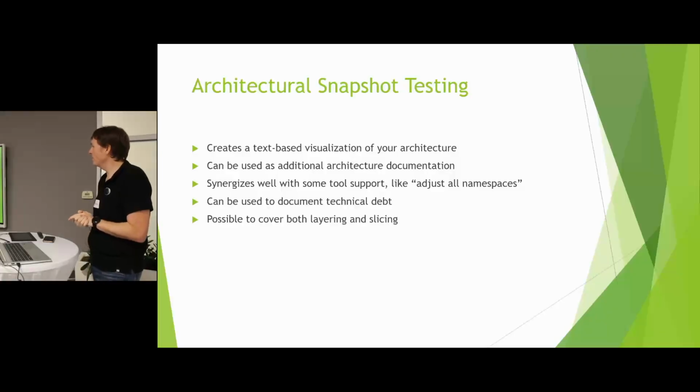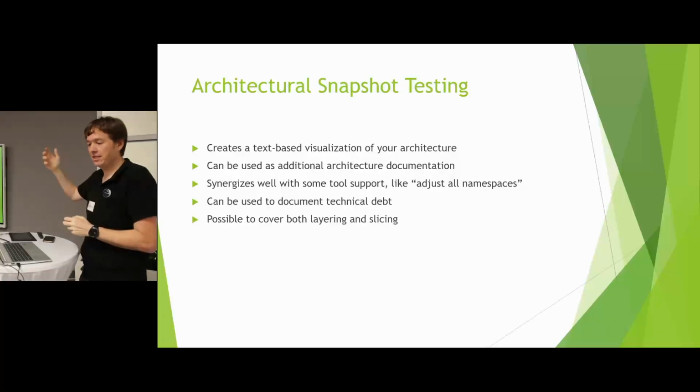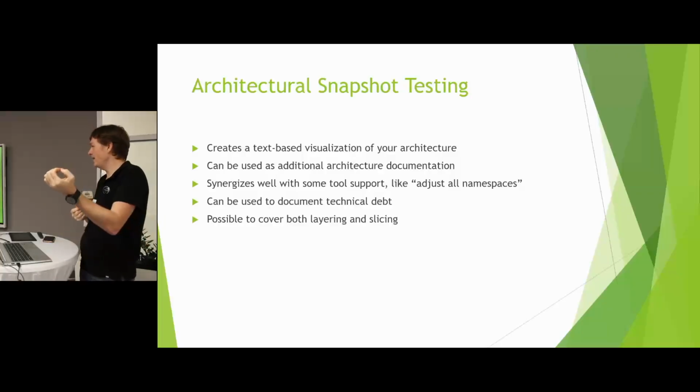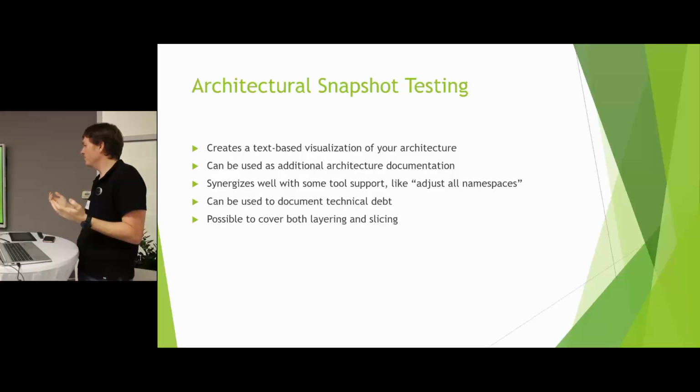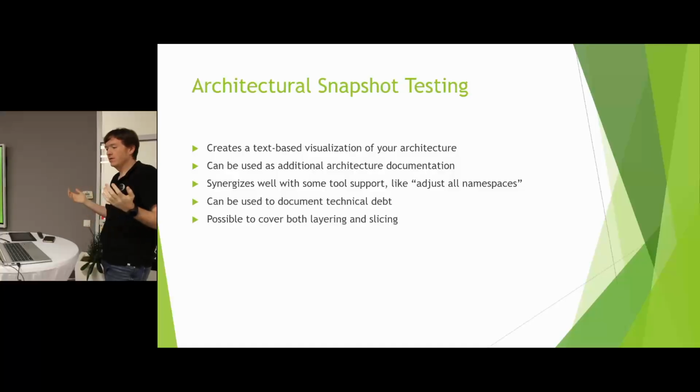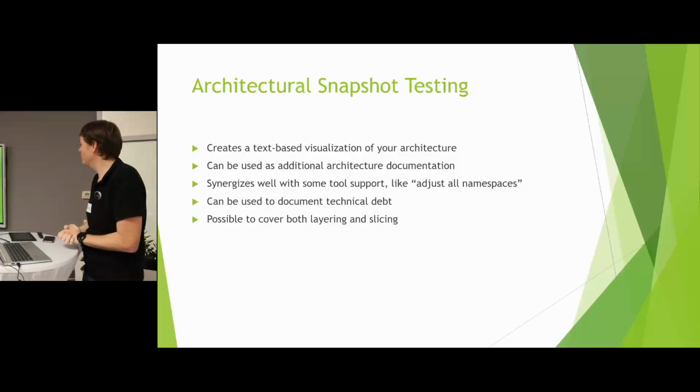It synergizes as well with some tool support. For example, there is the option that you go over your entire project and say adjust all namespaces, so that every namespace you have matches the location where it's at. So, for example, if you move the file but you didn't change the namespace, then the test wouldn't fail, because, for example, if you work only with namespaces in your architecture files, you didn't see that. But every time you check in and you adjust namespaces first, then you're assured that your test would fail if you did something wrong or you missed something.